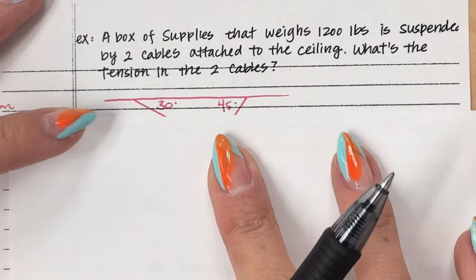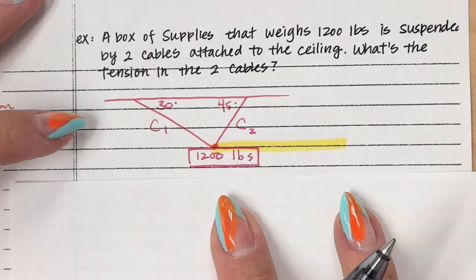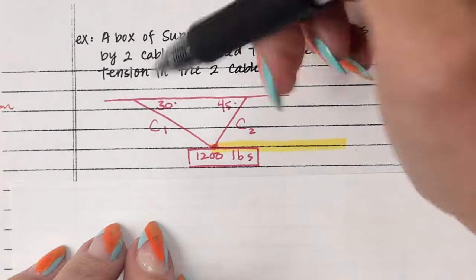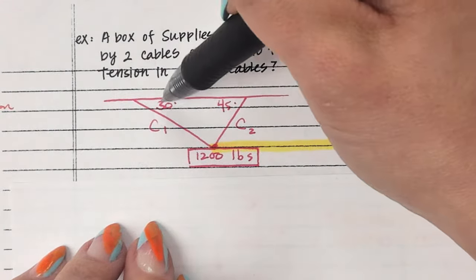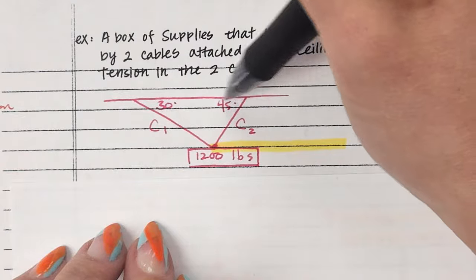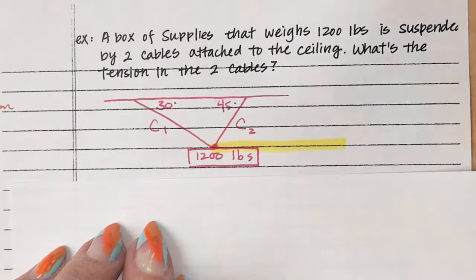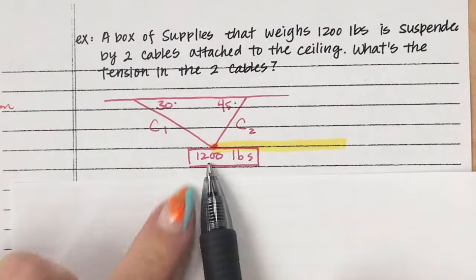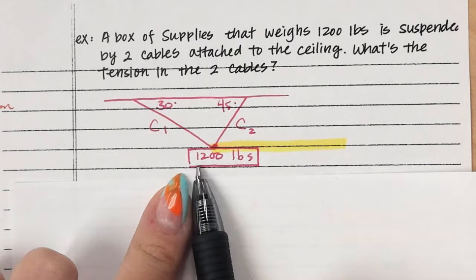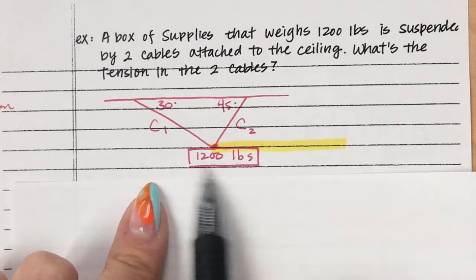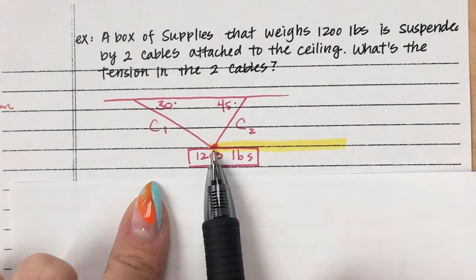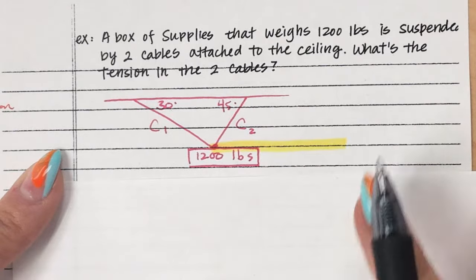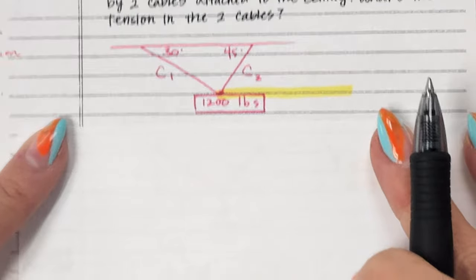So here's your ceiling. And then you have your angles that are given in the problem. I didn't write them in the problem, but these have to be given, okay? So let's say this has a 30-degree angle and this has a 45-degree angle with the ceiling. So here's our cable 1, here's our cable 2, and then this is 1,200 pounds, and it's suspended by these 2 cables, okay? So we want to know what's the tension in the 2 cables. Okay, we can do it.